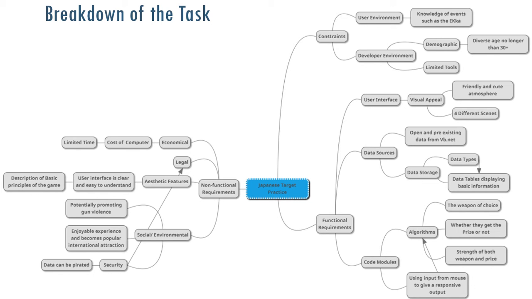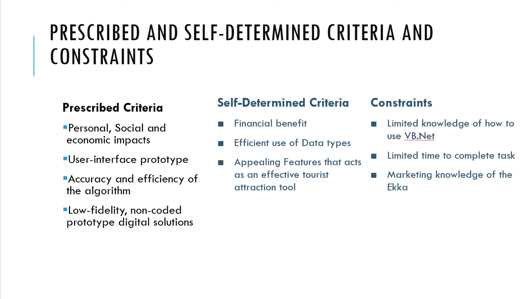This includes the limited amount of time and tools allowed and the lack of knowledge to go any further with the prototype. The prescribed and self-determined criteria. The game must have personal, social, and economical impacts, have a user interface prototype, and be accurate and efficient with the programming, and have low fidelity.